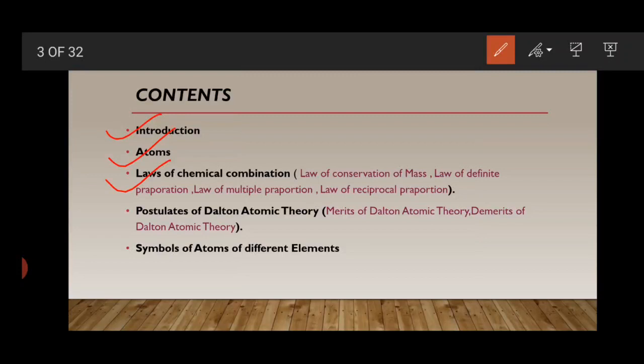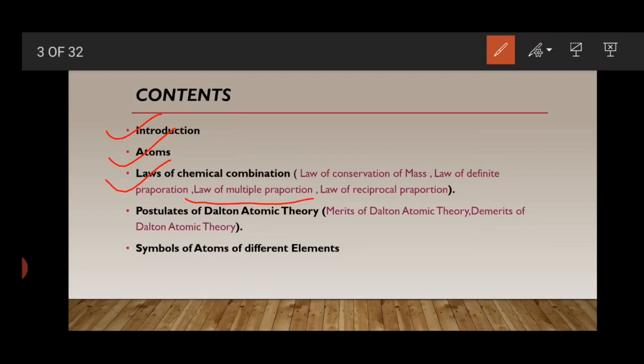Today we will discuss chapter 3 of class 9 chemistry, that is atoms and molecules. In this chapter, we will first discuss the introduction part. Then afterward, we will discuss atoms, how the atoms get formed, what is the exact radius of atoms, and after that we will discuss the law of chemical combination.